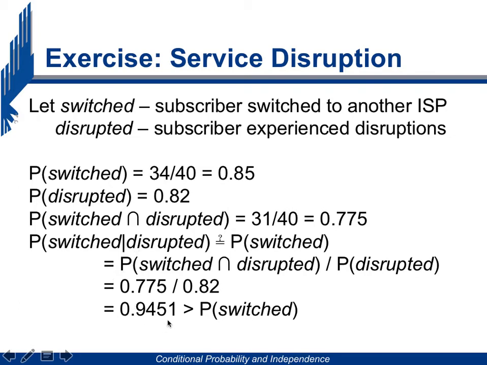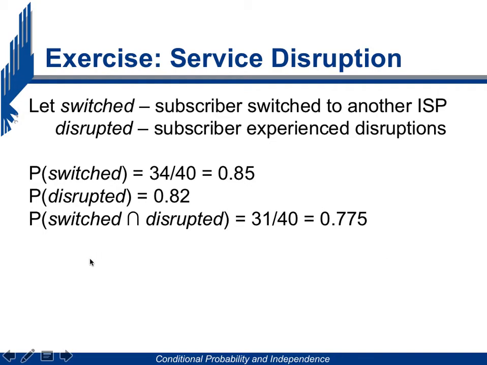So we can also interpret this probability. 94.51% is the probability that a customer switched given that the customer experienced frequent service disruptions. Or in other words, if you know that a randomly selected customer experienced frequent service disruptions, there is a higher chance that the same customer switched ISPs.